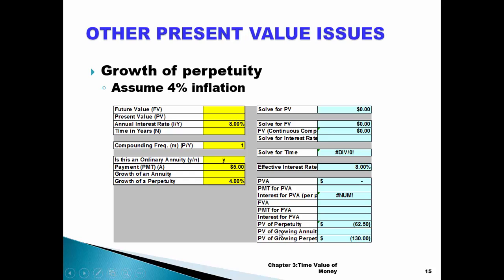The present value of the perpetuity, remember, was $62.50, but now, since we're going to account for inflation and the cash flows are going to grow, this is actually worth more. It's actually worth $130. So we can change the equal cash flow pattern, if you will, by talking about a constant growth rate.